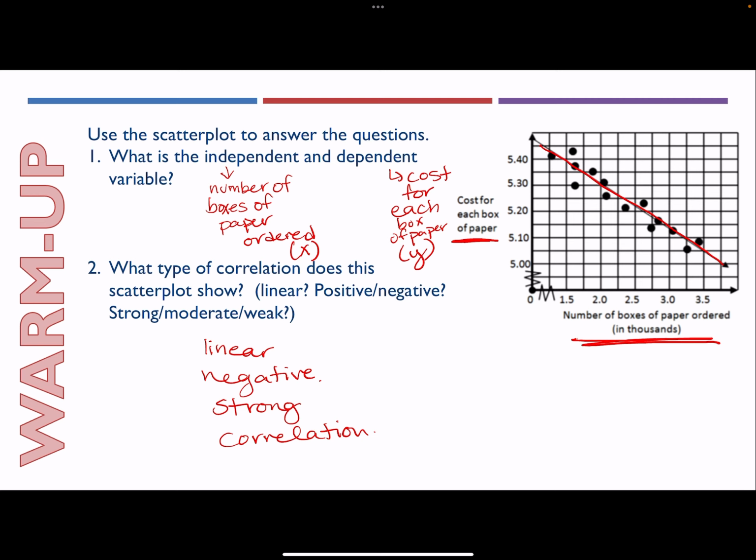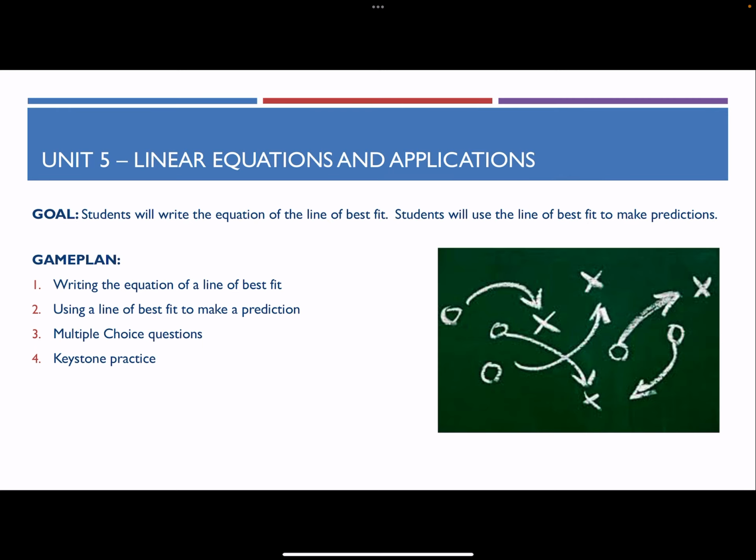Okay. So let's talk about our agenda for today. You're going to write the equation of a line of best fit, and then you're going to use that line to make a prediction. We're going to do some multiple choice practice, and then you're going to do some practice on your own.